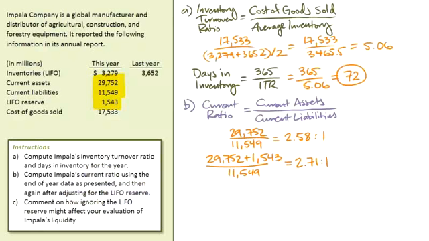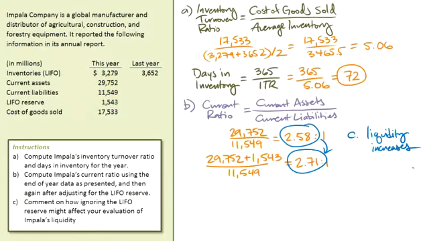So for Part C, if we comment on how ignoring the LIFO reserve might affect the evaluation of the liquidity, we make a comparison from 2.58 to 2.71. So after adjusting for the reserve, liquidity actually increases, meaning that Impala Company would have more assets to cover their current liabilities.